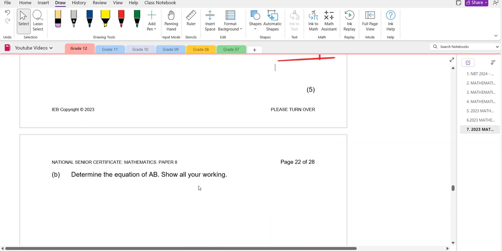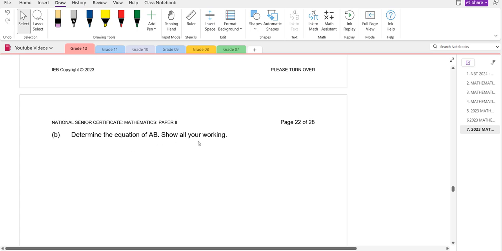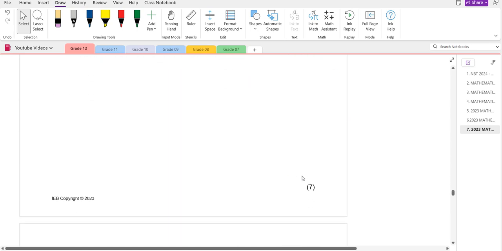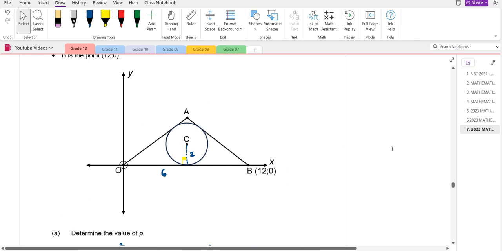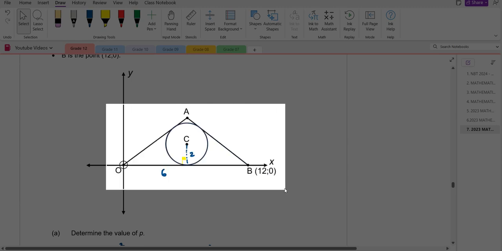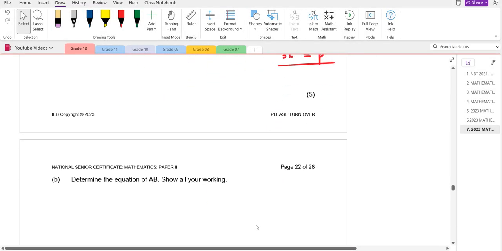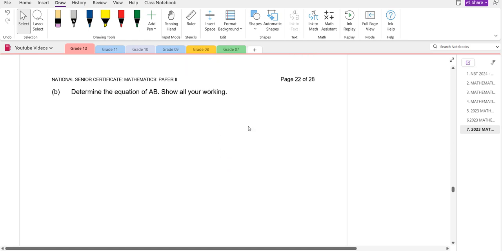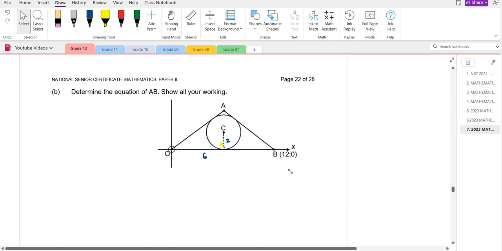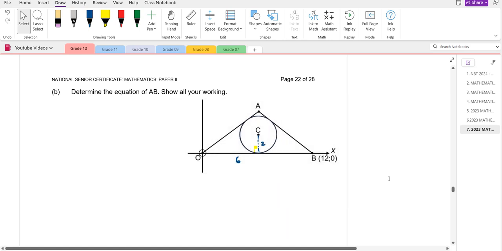Next question. Determine the equation of AB. Show all your working. How many marks is this? 7 marks, so it looks like a difficult question. Let's put the diagram here. When we're working on the diagram, we can work with something here. Let's find the equation of AB. But we don't have the coordinates of A, so we've got a problem here.